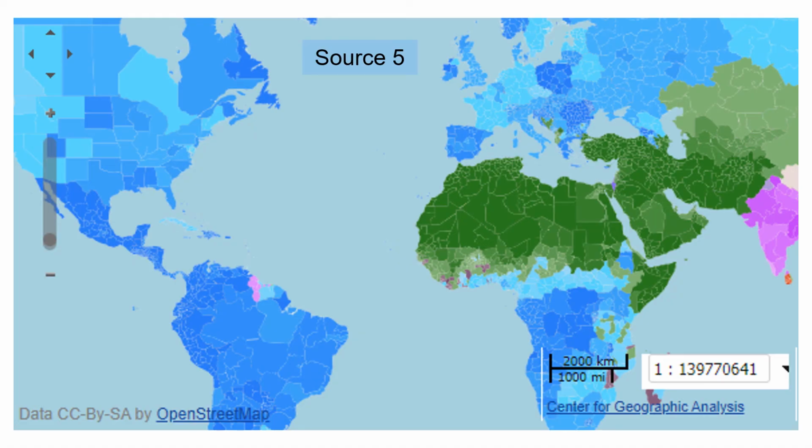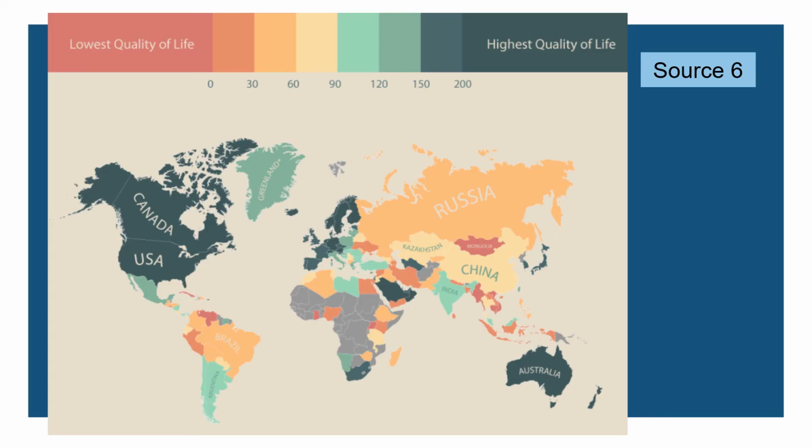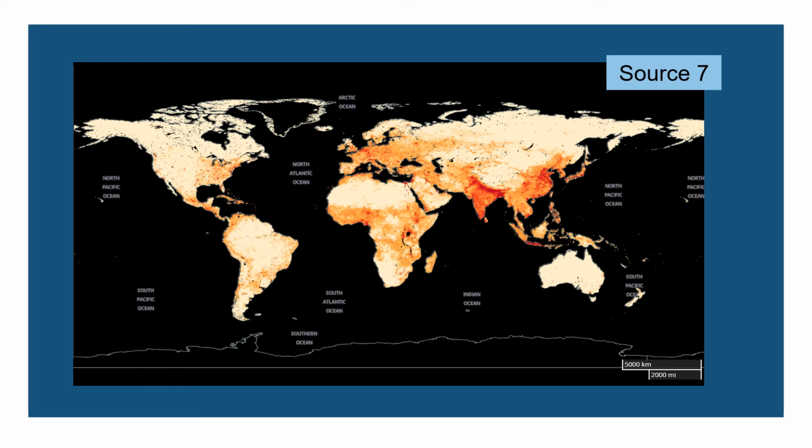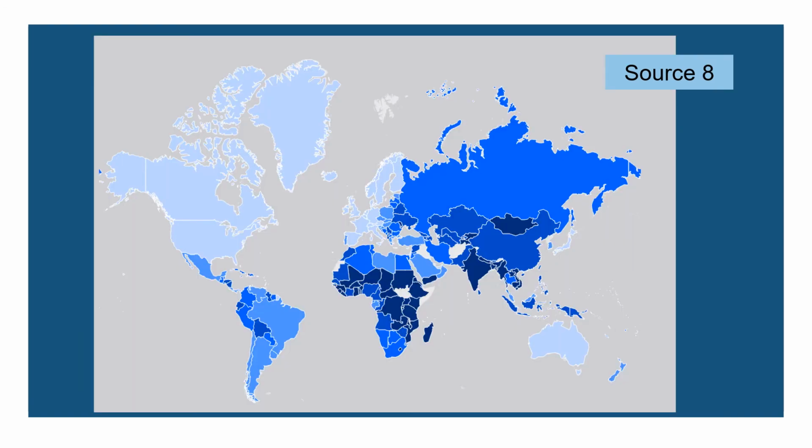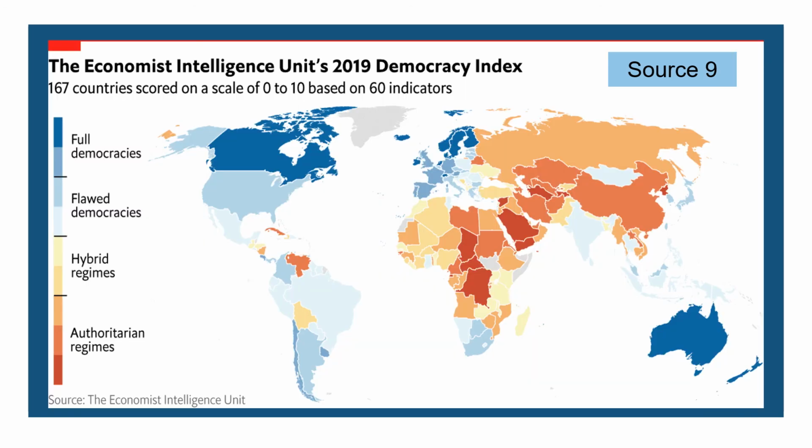Source 5. Source 6. Source 7. Source 8, I didn't have the key, but the darker the blue, the lower their GDP per capita. The lighter the blue, the higher their GDP per capita. Source 9, this is the last one.